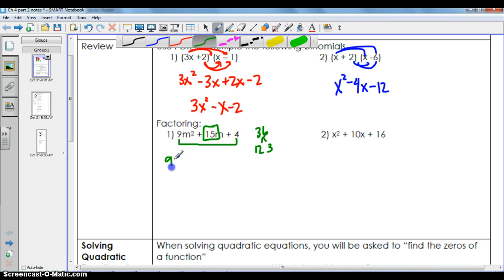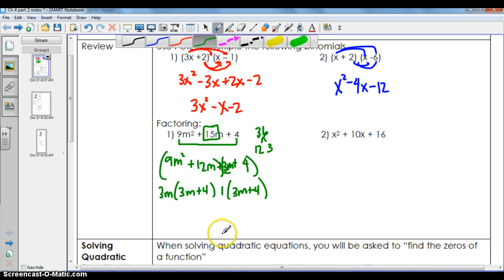So I'm going to keep my first term, keep my last term, and replace the middle, which we call splitting the middle. So splitting that middle, that 15m, into a 12m and a 3m, which is the same thing. It still adds up to 15. Now I can go ahead and group those first two, dividing out the greatest common factor, which is a 3m. So I'm left with a 3m plus 4. And then over here, I can't pull anything out, so I just hold that place value with a 1. Notice the parentheses match. That's how we know we did it correct.